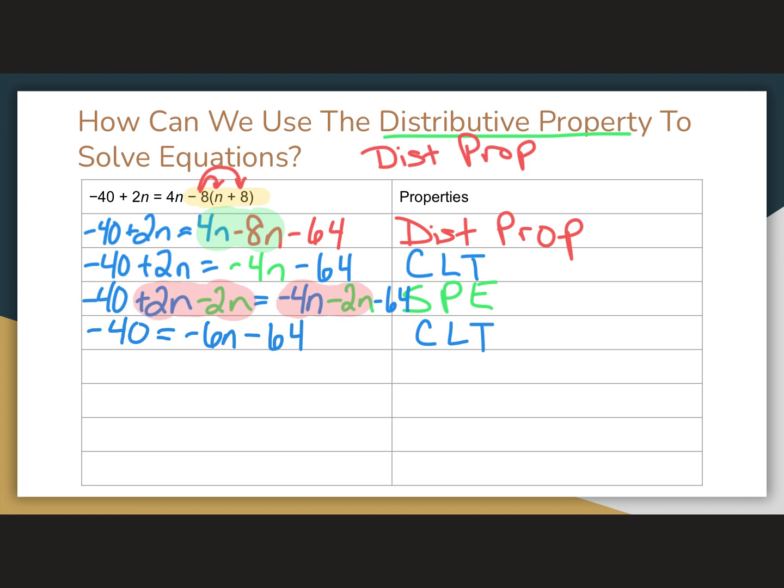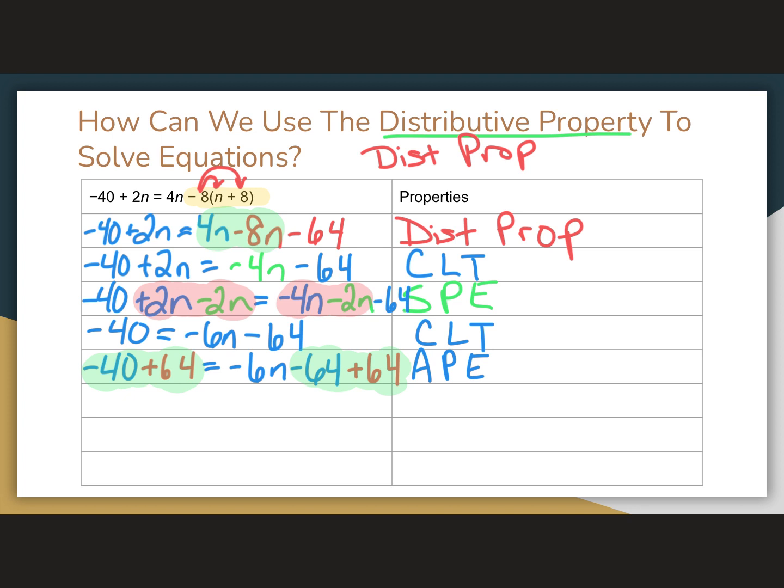So my next step is I'm going to use my addition property of equality, because now I need to get the negative 64 to the other side, and it's a negative, so I'm going to add. I have negative 40 plus 64 equals negative 6n minus 64 plus 64. And all I did was add 64 to both sides. So now I'm going to, again, combine some like terms. Over here I combine negative 40 and the 64. Over here I combine the negative 64 and the positive 64.